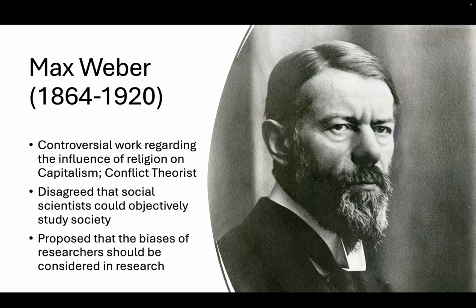He kind of disagreed that social scientists could objectively study society because they were in society. So he didn't really think that they could be objective about their study, which he may have had a point there. So he was kind of the first to propose that the biases of researchers should be considered in their research. So now when we're looking at some of this stuff and we criticize saying, well, he was limited by his class, his race, his experience in the world, that's what he's talking about, right?